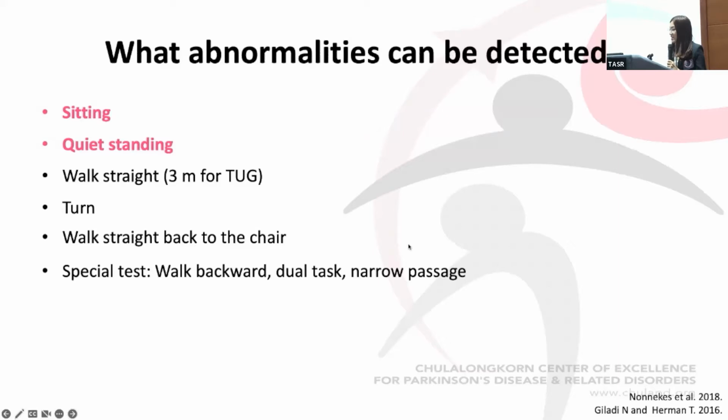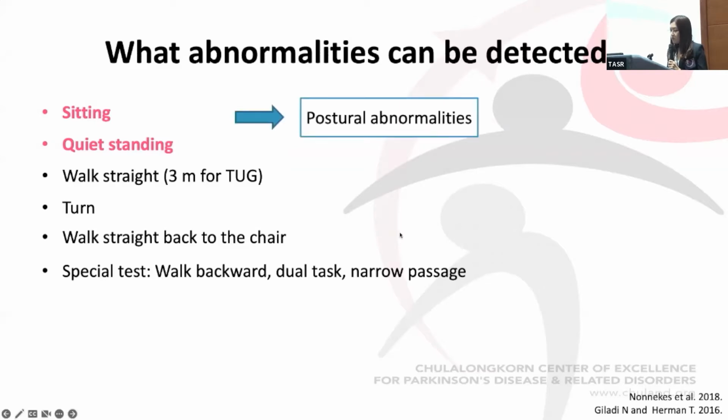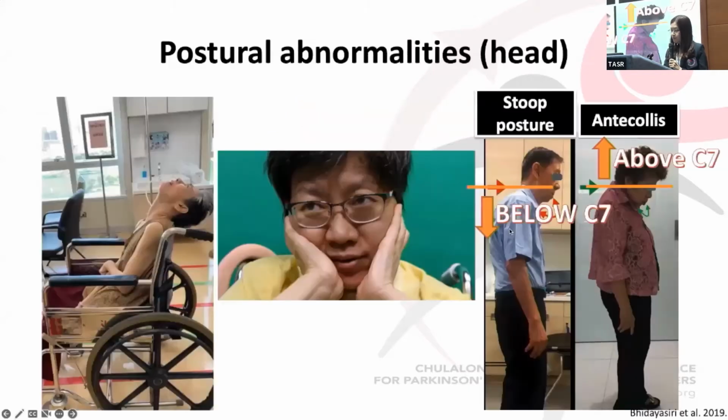What abnormalities would we detect in these first 2 steps? The abnormalities include postural abnormalities of head and trunk, which can be best observed when patients sit or stand. Then let's see the differential diagnosis based on the abnormalities detected. You can tell the diagnosis of a patient at first glance on the chair when they come into your examination room.